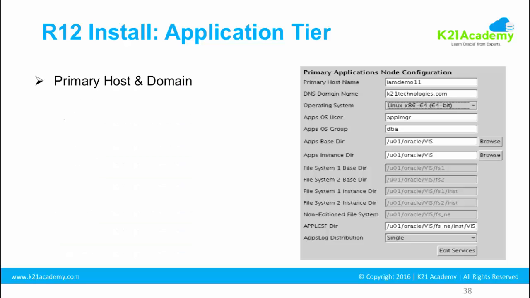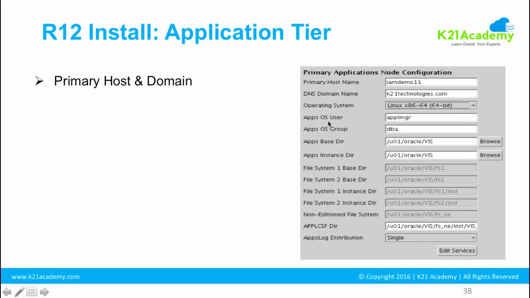So you specify the primary host and domain, and in this you say the host name where the application tier is sitting. Now if you're doing multi-node, you will be selecting a different host name here. If your application tier is on a different host than the Oracle database tier, you will specify that host name. In our case it's the same, so you'll specify the primary host name and then the DNS name. Then, like the operating system for the database, you specify the operating system.